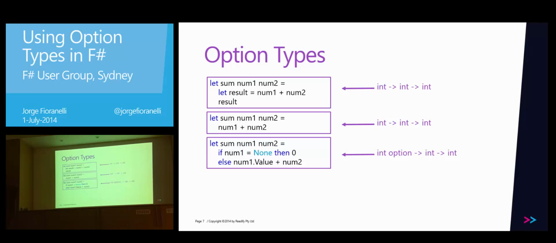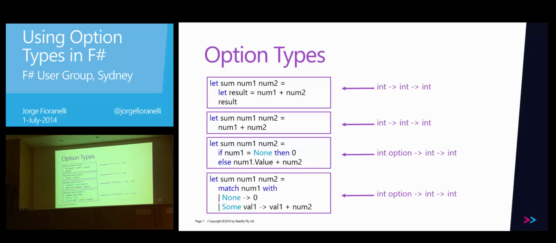But in F#, you don't really even need to do that. You don't need to be explicit about the type. Because by checking that against None, you are giving the compiler the hint that num1 is actually not an integer. It's an option. So automatically, the signature will still be an option, although you haven't defined that in the argument.